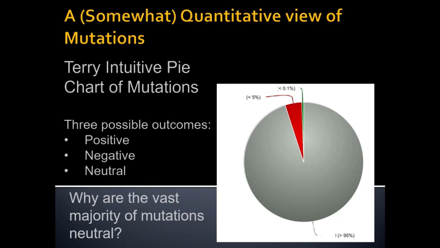And then finally, the third possible outcome is neutrality. A mutation can be neutral, meaning, yeah, it's there, we can measure it in the DNA, it's real diversity and variety, but it doesn't have a phenotypic impact on the organism.